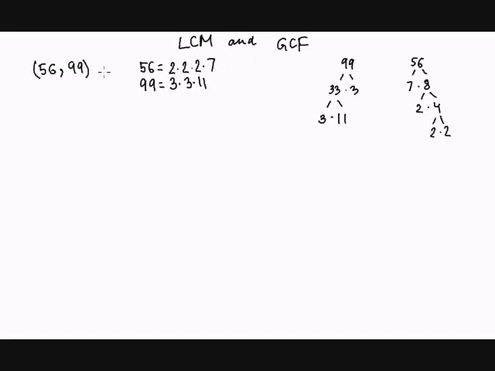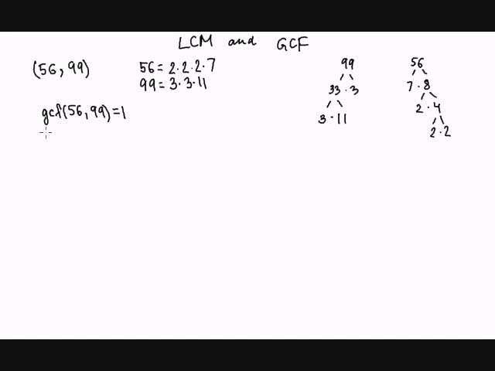So to find greatest common factor, we have to find all the common prime factors of 56 and 99. And as we see, they don't have common factors. That means that the greatest common factor of 56 and 99 is equal to 1.